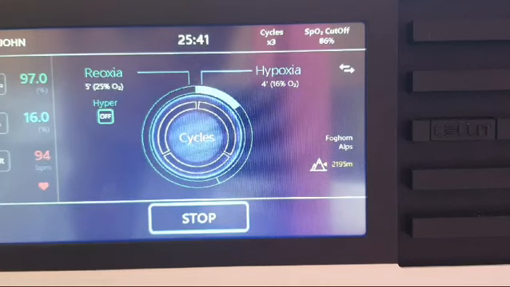Here it gives you an example of what this height is equivalent to, in this case the Foghorn Alps.